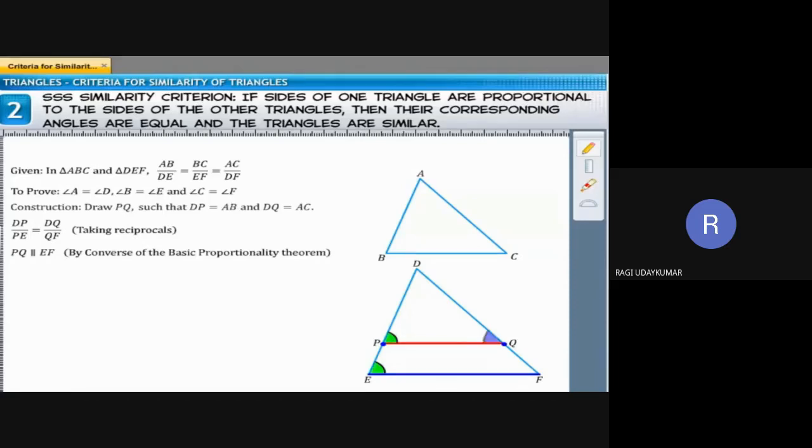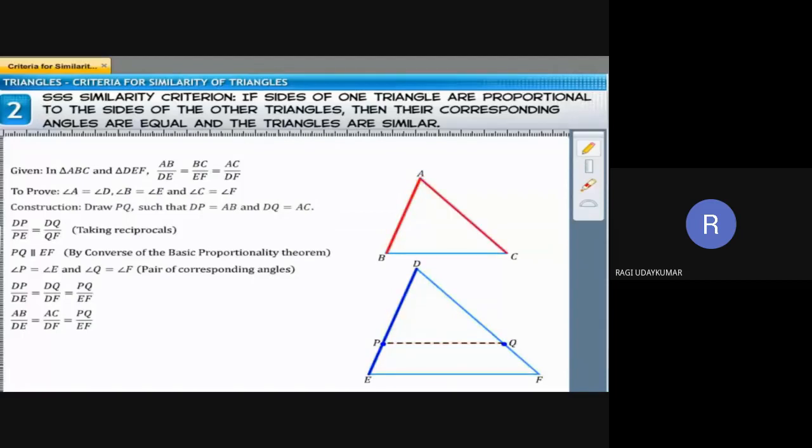When they are parallel, angle P equals angle E and angle Q equals angle F, corresponding angles. So in the triangles, angle P is equal to angle E and angle Q is equal to angle F. Now DP by DE is equal to DQ by DF is equal to PQ by EF. Replacing DP by AB and DQ by AC, we get AB by DE equal to AC by DF equal to PQ by EF, because they are proportional.